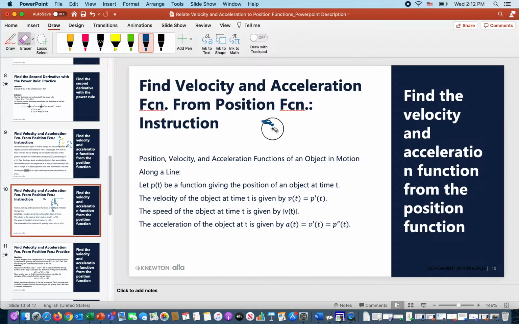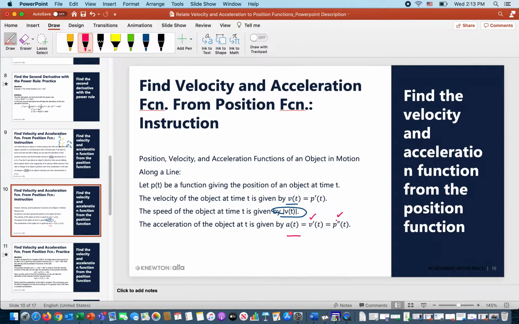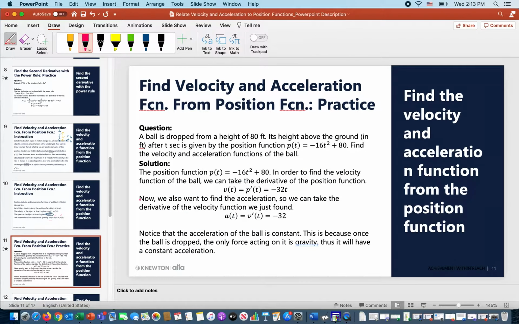You'll see this in some physics classes that you may take along the way. P of t is going to be the position of the object at the time. The velocity is v of t. Speed, this is what we mentioned a minute ago, is the absolute value of velocity. And then acceleration. Acceleration is the first derivative of velocity, and it's the second derivative of position. We'll take a look at a problem here.